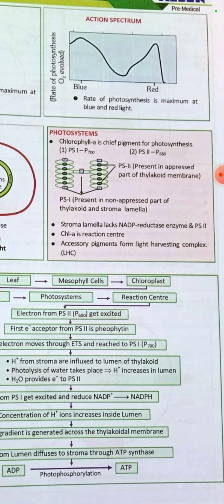Photosystems. Chlorophyll a is the chief pigment for photosynthesis. PS1 is P700, PS2 is P680, and PS1 is present in the non-appressed part of the thylakoid and the stroma lamellae. Stroma lamellae lacks NADP reductase enzyme and PS2. Chlorophyll a is called the reaction center, and accessory pigments form the light harvesting complex, LHC.